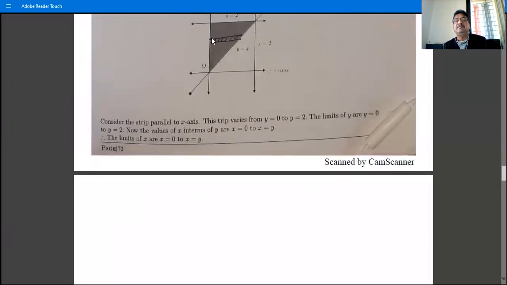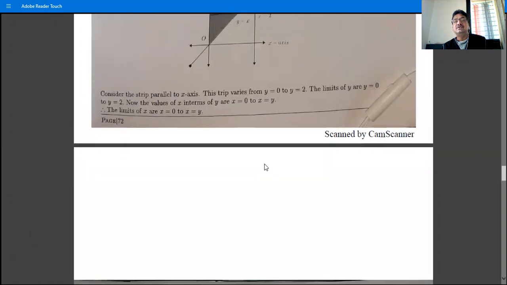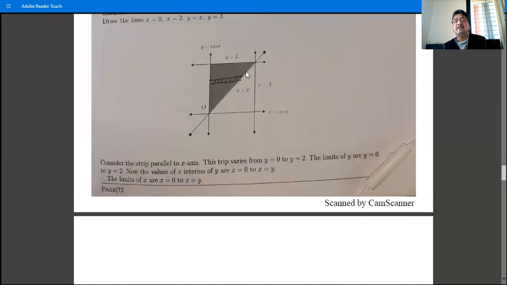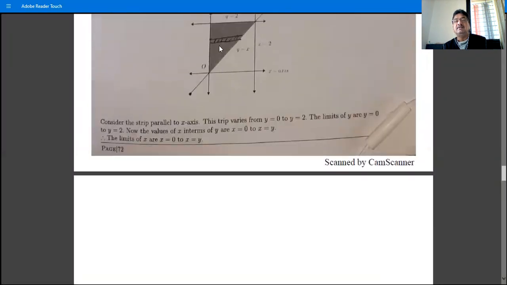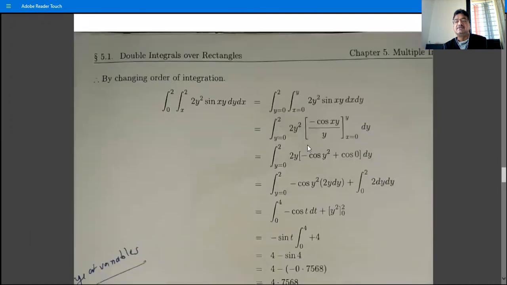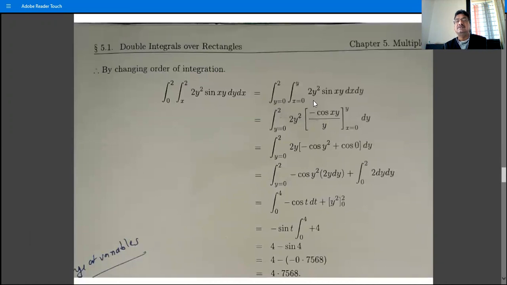So one end of the strip touches the line x is equal to 0, so x is equal to 0 is the lower limit, and the other end touches y is equal to x, means x is equal to y is the upper limit. And in order to cover this area, we have to move this strip from this point to this point, therefore y runs from 0 to 2. At this place y is 2, so y runs from 0 to 2, and then solve this integration.